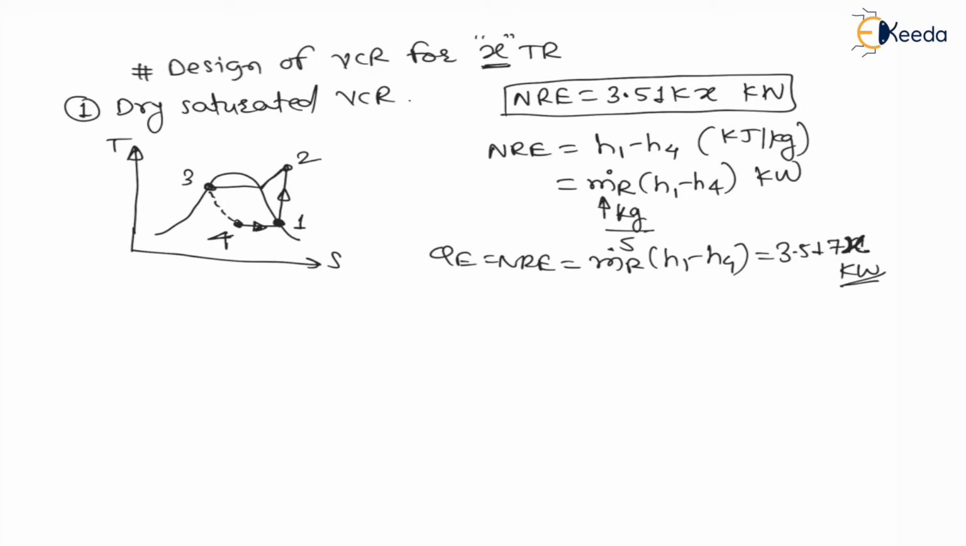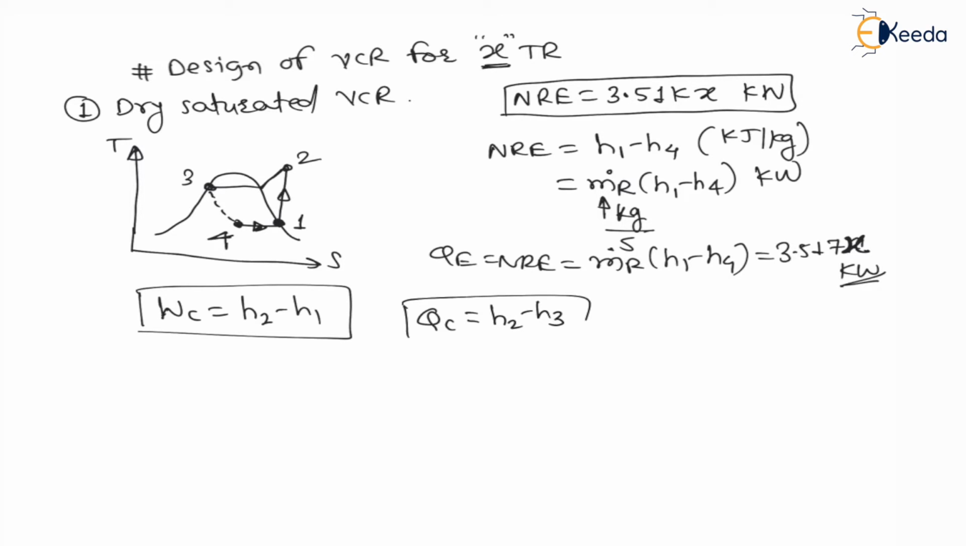And here the work of compressor is H2 minus H1. Work of compression is 1 to 2. Therefore, work of compression is nothing but H2 minus H1. Condenser load, heat of condenser load, 2 to 3 is condenser, therefore H2 minus H3. H2 minus H3 is condenser load, right? And 3 to 4 is throttling process, that is constant enthalpy, that is H3 is equal to H4, that we have already learned, right?